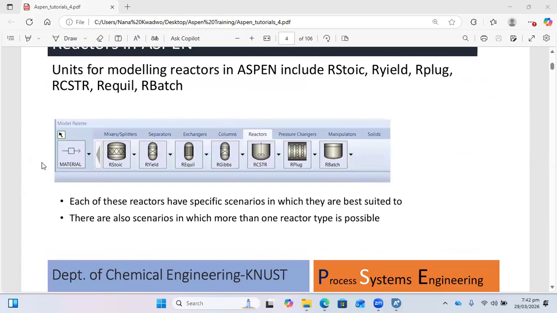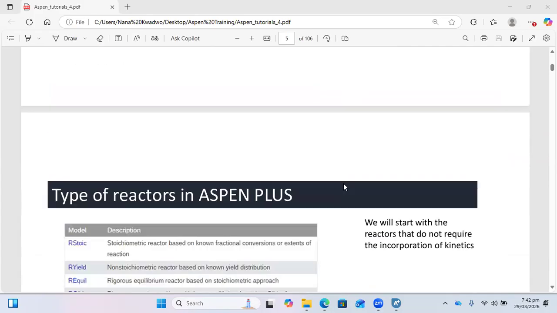So if we come to our model palette in Aspen, we would see these blocks or these equipments under the reactors section. So we have RStoic, RYield, REquil, RGibbs, RCSTR, RPlug, and then RBatch. And they are all used for different things. They all have specific things that they are good for.